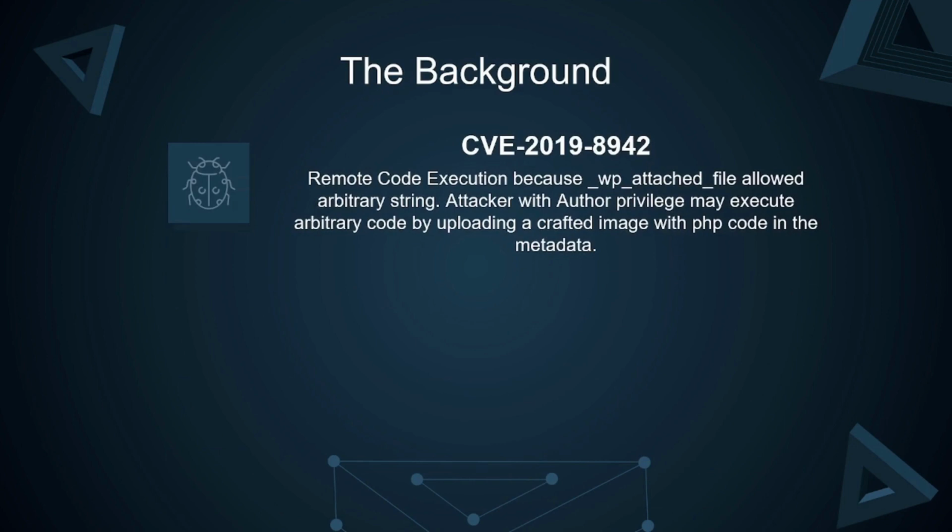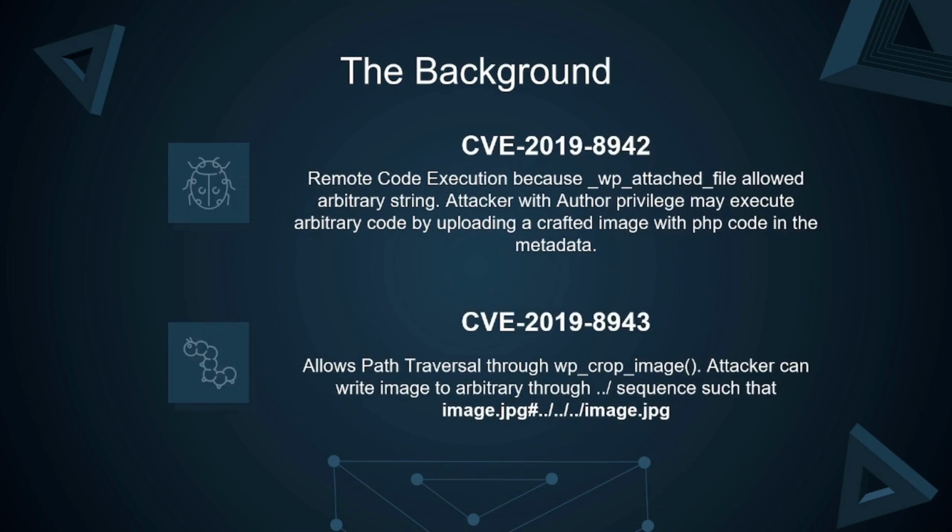This RCE is actually chained from two vulnerabilities. You can see there are two CVEs, CVE-2019-8942 and 8943. 8942 is the remote code execution itself, because this WP attached file variable can be allowed arbitrary strings. So an attacker with author role privilege may execute arbitrary code by uploading a crafted image with PHP code injected inside the image metadata, which we're going to do later.